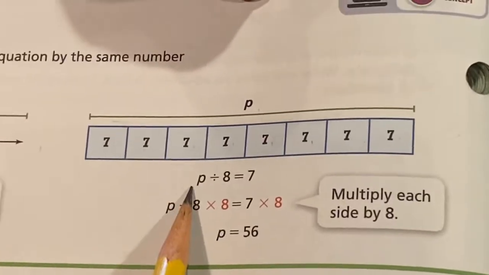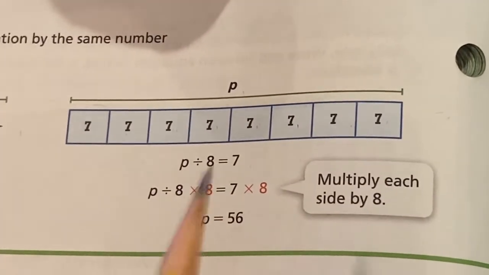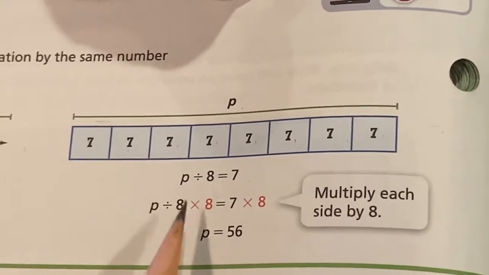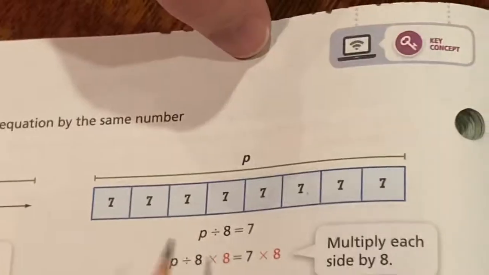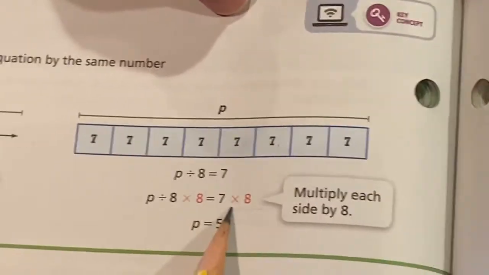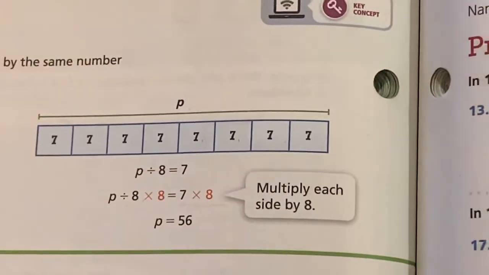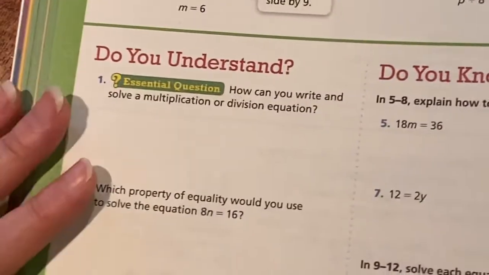So P divided by 8 equals 7. Because you divided, you would multiply. So divided by 8, times 8, and you've got to do the same thing to the other side: 7 times 8, and you get P equals 56. Now, do you understand questions?